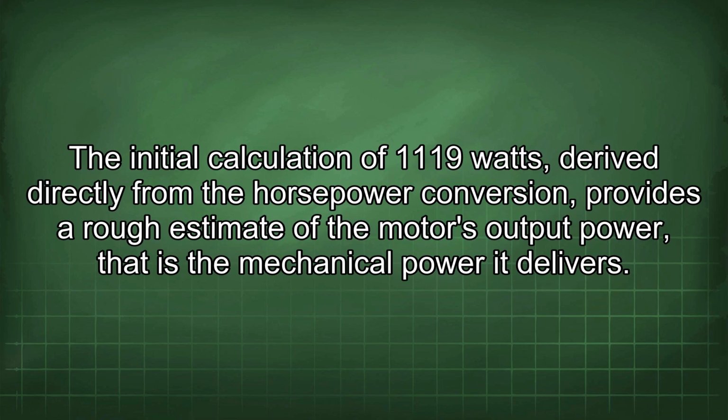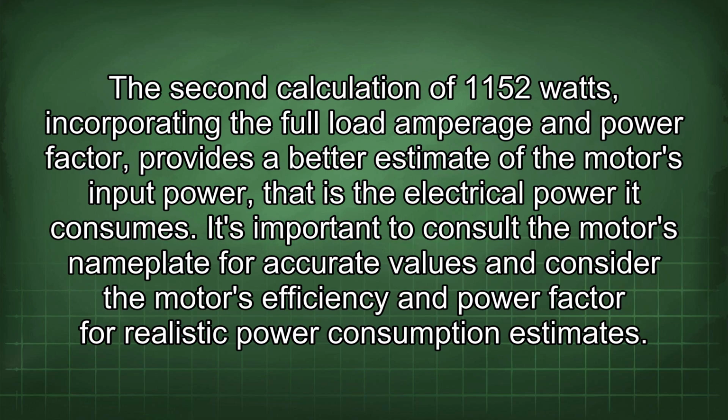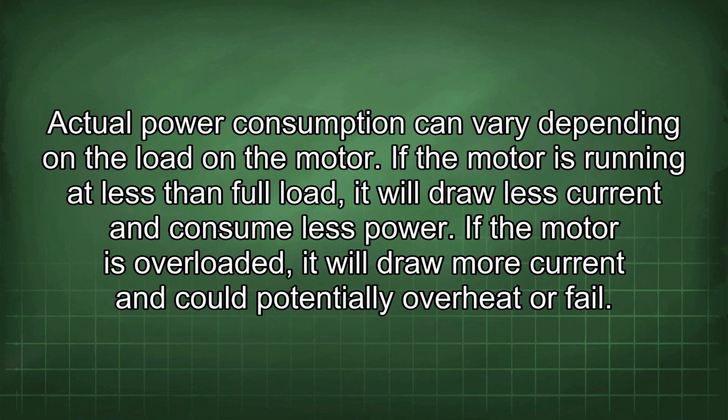The initial calculation of 1119 watts, derived directly from the horsepower conversion, provides a rough estimate of the motor's output power, that is the mechanical power it delivers. The second calculation of 1152 watts, incorporating the full load amperage and power factor, provides a better estimate of the motor's input power, that is the electrical power it consumes. It's important to consult the motor's nameplate for accurate values and consider the motor's efficiency and power factor for realistic power consumption estimates. Actual power consumption can vary depending on the load on the motor.